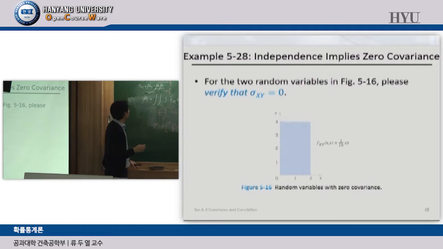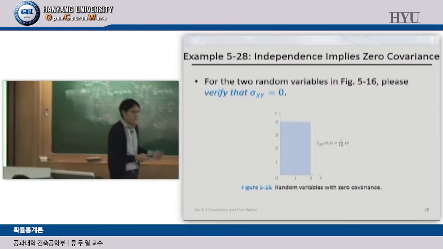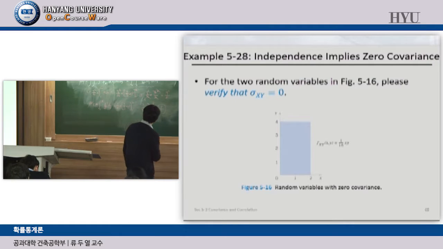So finally, this term, the sigma xy, is 32 over 9 minus 4 over 3 by 8 over 3. What is this? 32 over 9. So this is equal to 0. So for this case, these two random variables are independent, based on this definition.